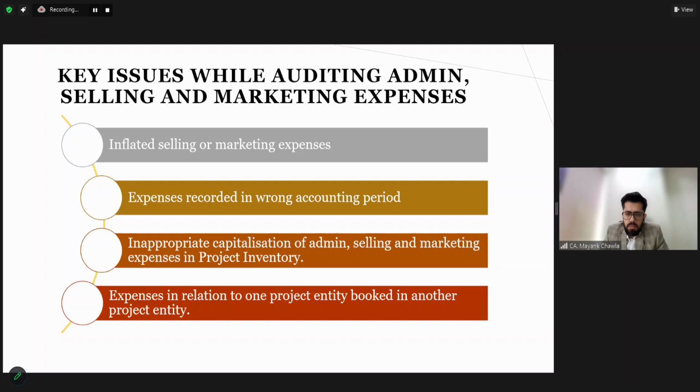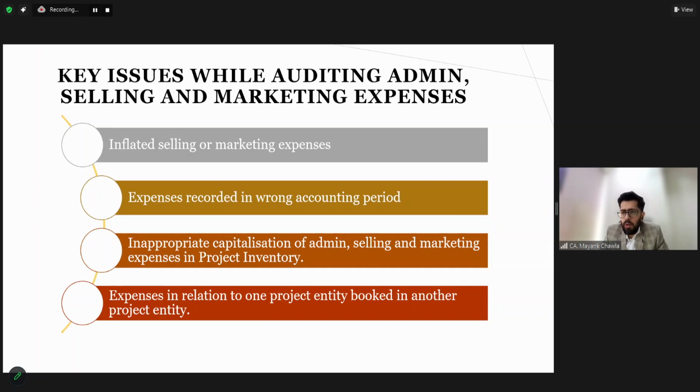Then expenses may be recorded in a wrong accounting period, which we have seen a lot in the case of brokerages. Generally the payments are made in a staggered way, and may relate to a certain obligation which has already happened. Like in the case of residential projects, generally the brokerages are in the form of a payment per application. For example, brokerage is payable at 30,000 rupees per application received. So it does not have a criterion of guaranteed allotment.